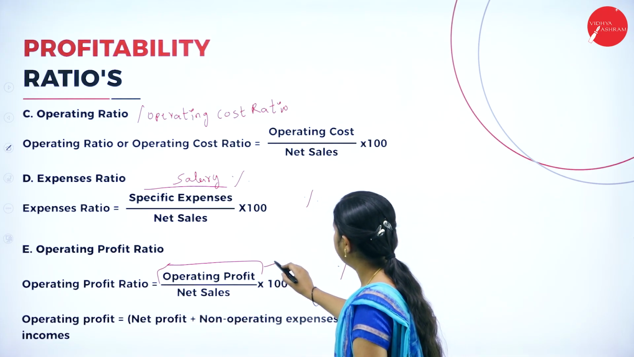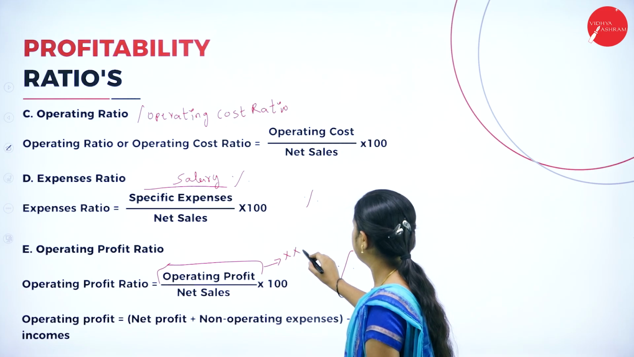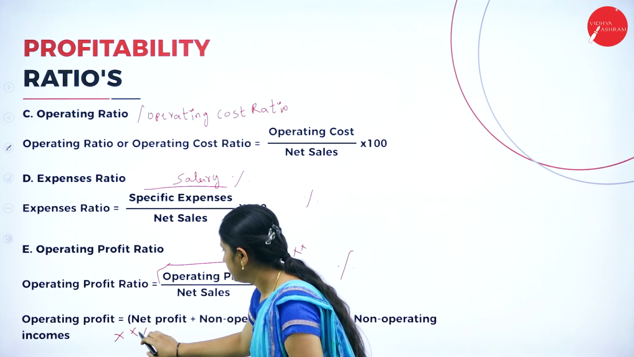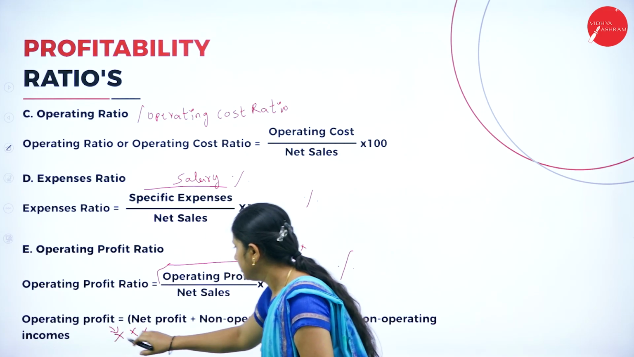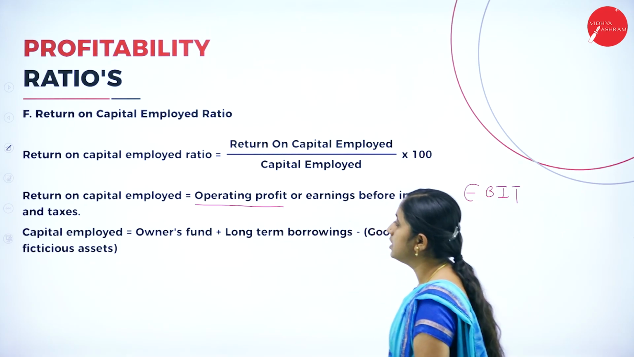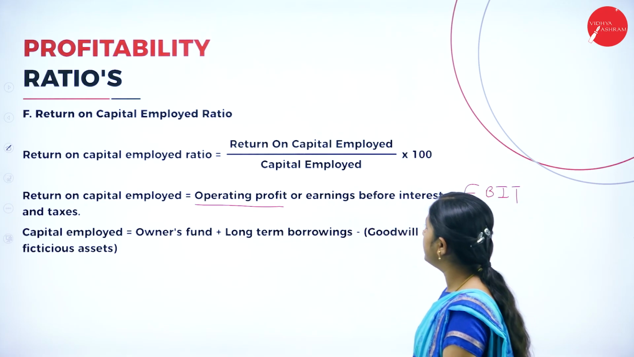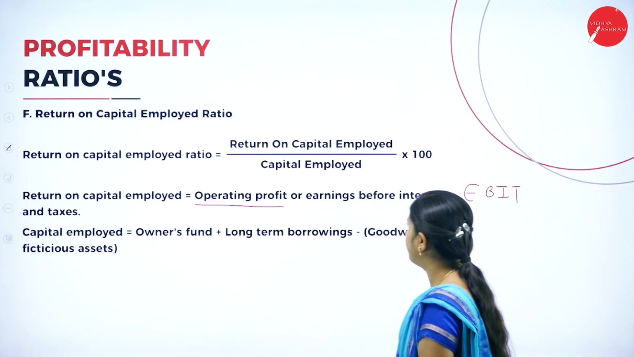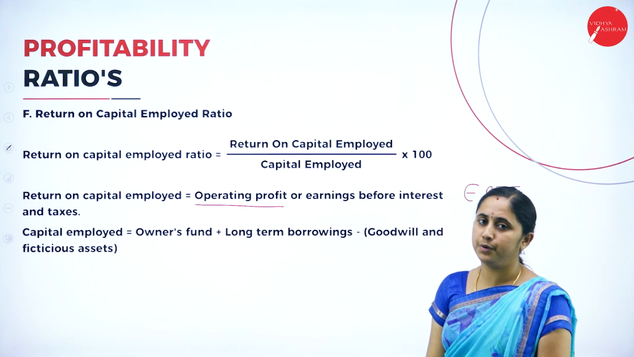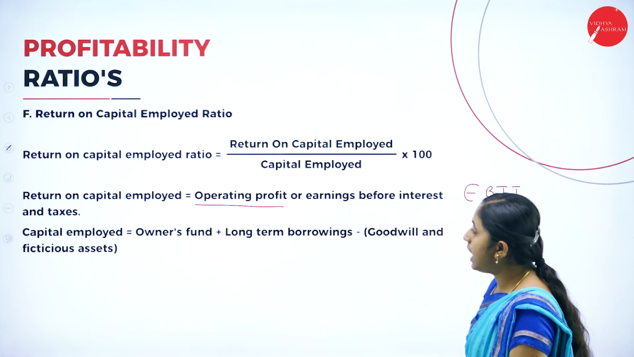The result of this is considered as operating profit for this. Return on capital employed is equal to operating profit or EBIT. EBIT means earnings before interest and tax.